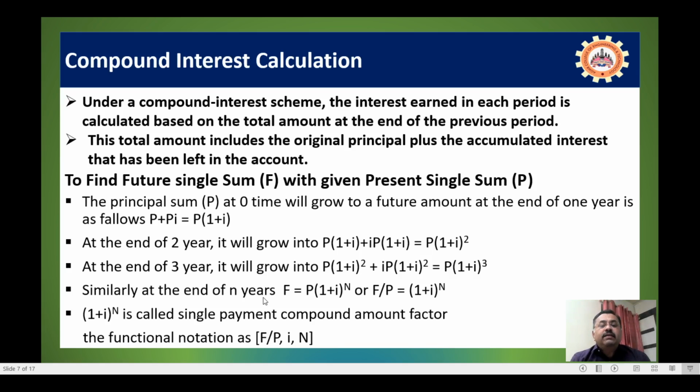Similarly, at the end of the nth year, the future amount that you are going to get is equal to P into 1 plus I to the power of N, where N is the number of time periods that you have, or it can also be expressed as P into F bar P into 1 plus I to the power of N. 1 plus I to the power of N is called the single payment compound amount factor, and the notation F bar P comma I comma N is what we use for compound interest.